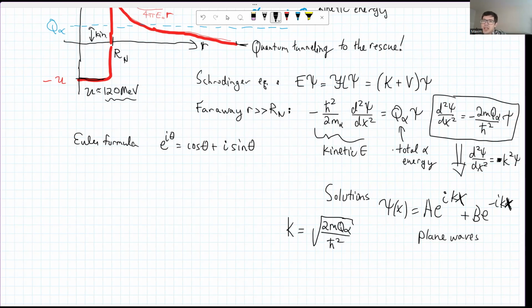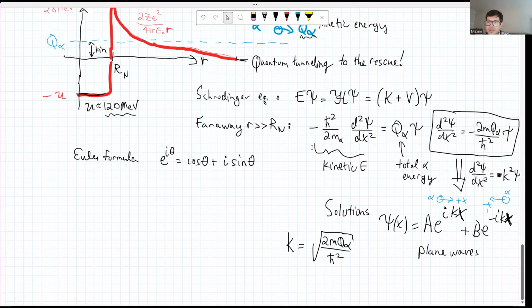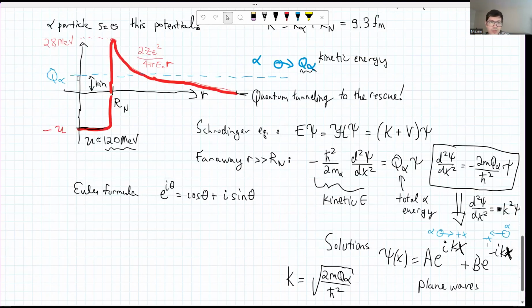So you have these plane waves, and what they correspond to, these solutions, are particles moving with a kinetic energy either to the left or to the right. So this is the alpha particle moving in the plus x direction, and this solution corresponds to the alpha particle moving in the minus x direction. So, okay, that's what you have there. For this one over here inside the nucleus, you also have a particle kind of running around. And it's running around with a much larger energy.